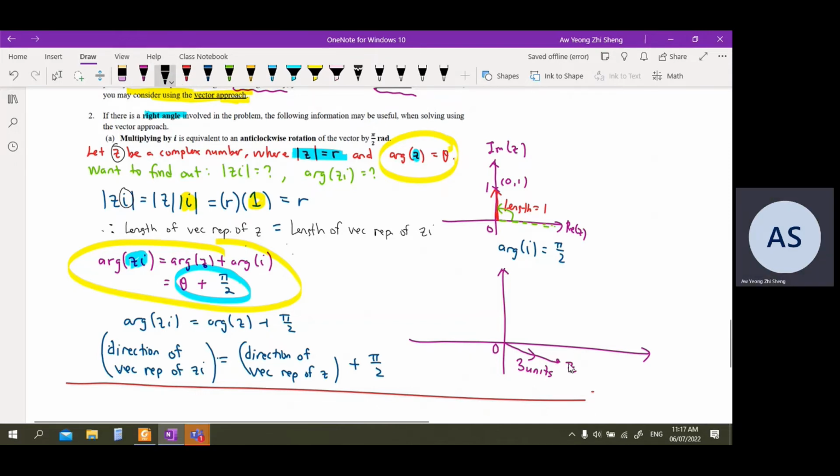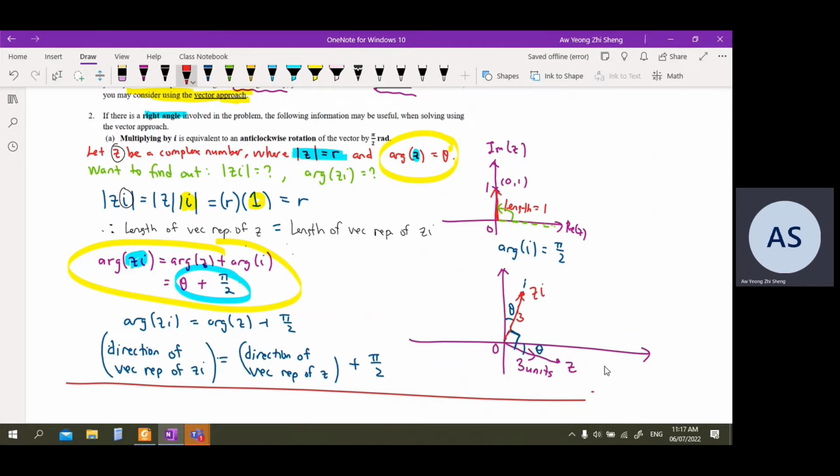Now, to get the vector representation of zi, even though I do not know what z is, as long as this angle theta is known, I just need to measure the same theta here. Draw a line here that makes 90 degrees with my purple line, and measure 3 units along the dotted line. The ending point of my red vector will be the point representation of zi.